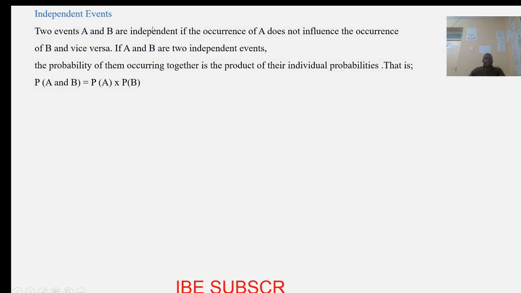Let's talk about independent events. Two events A and B are independent if the occurrence of A does not influence the occurrence of B, and vice versa. So if A and B are two independent events, then when we talk about the term and, we multiply. The probability of them occurring together is the product of their individual probabilities. Probability of A and B means probability of A times probability of B.